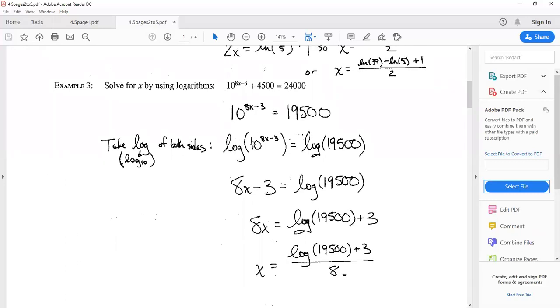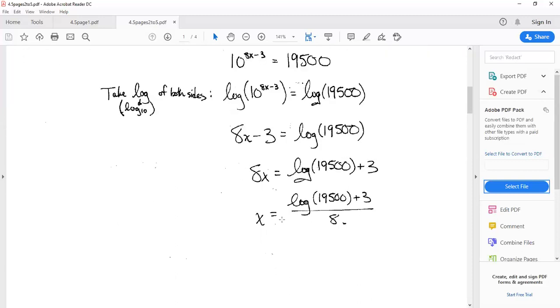Log base 10 of 10 to the 8x minus 3 is just 8x minus 3. And then log base 10 of 19,500 is on the other side. OK, so now I will add 3 to both sides. And we have 8x equals log of 19,500, all plus 3. And then divide both sides by 8. And so we get our final answer to be x equals log base 10 of 19,500 plus 3, over 8. All right.